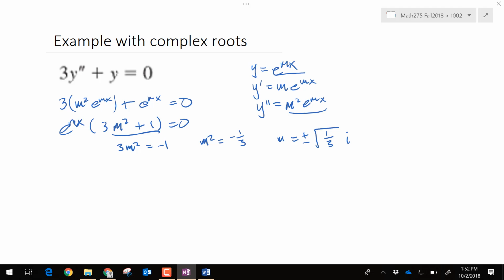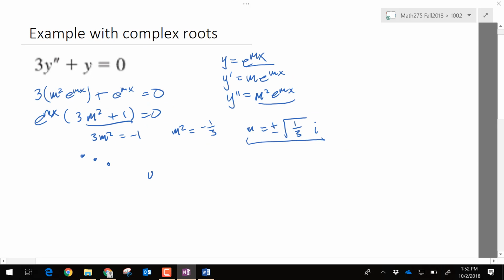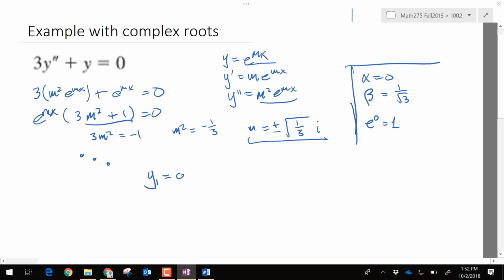And then we know that if we have a complex conjugate for our solution, our two fundamental solutions, skipping over all the steps that we did last time and going to our results, are: y sub 1 is equal to e to the 0, and e to the 0 is equal to 1, so that's just going to be 1, times cosine of 1 over square root of 3 times x. y2 is equal to e to the 0 again, times sine of 1 over √3 times x.